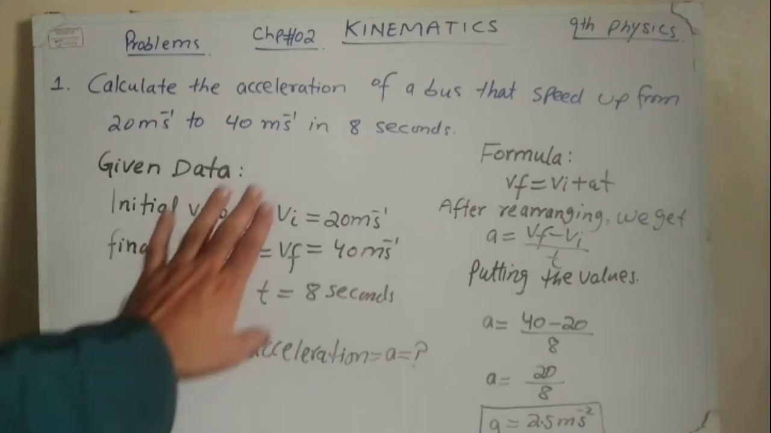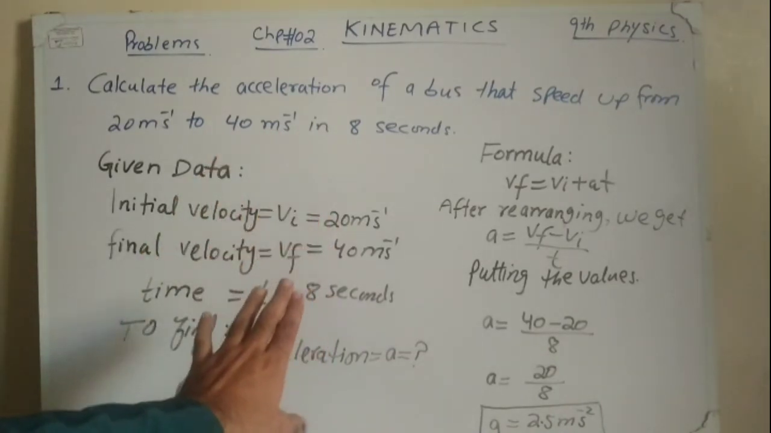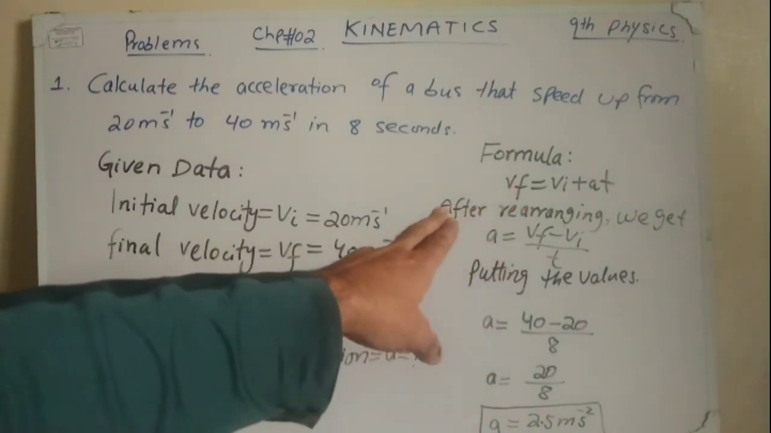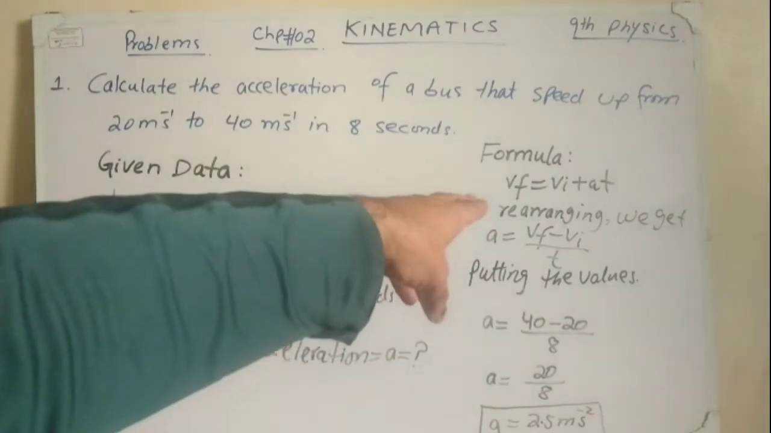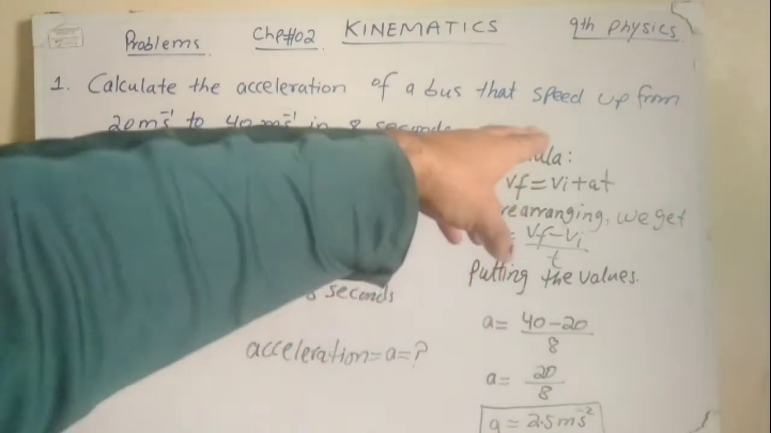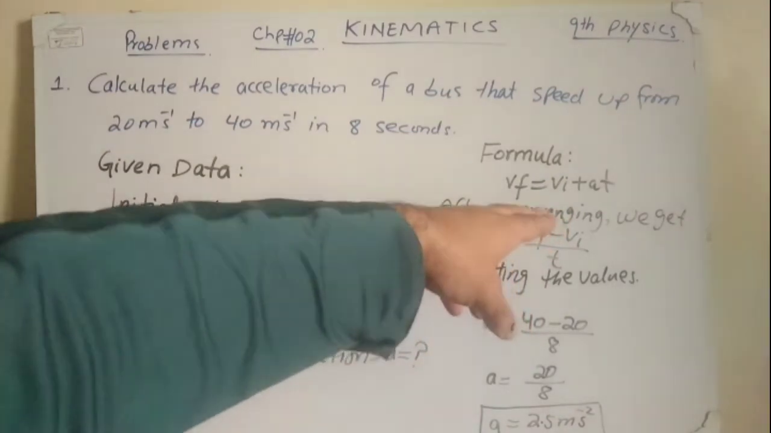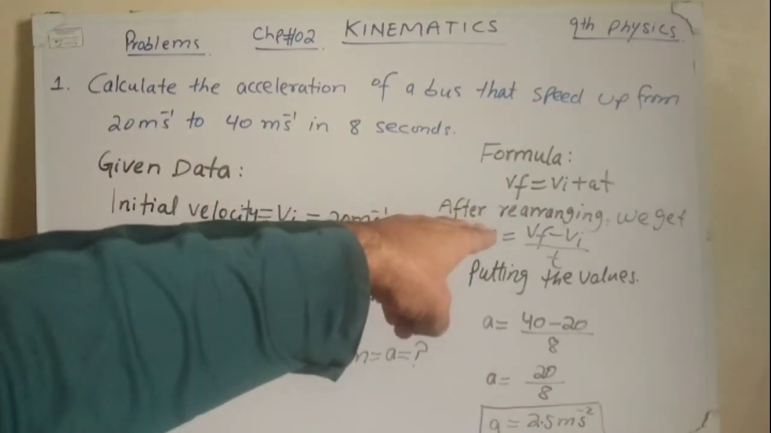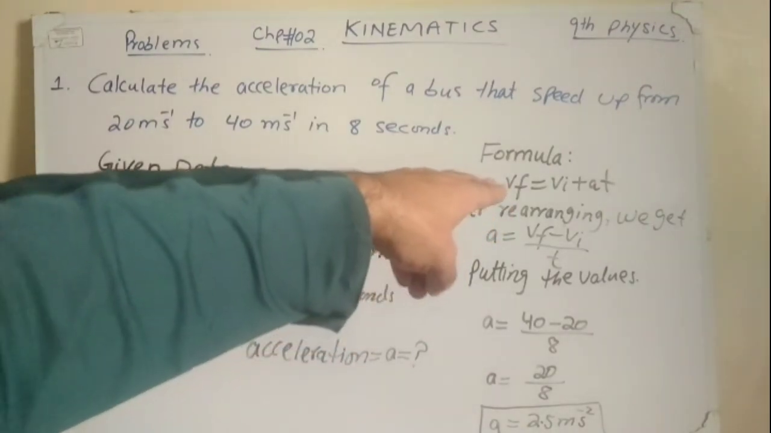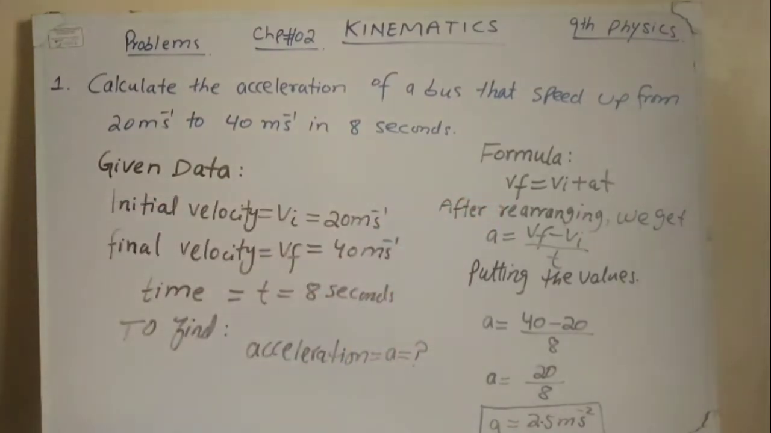So by knowing all these values, we have to use an appropriate formula. Which formula will we be using in order to solve the numerical? That is very important. So by knowing that we are given vf, we are given vi, we are given t, and we are supposed to find acceleration, this equation of motion suits best. So we choose the first equation of motion from the three equations. So that is vf is equal to vi plus at.